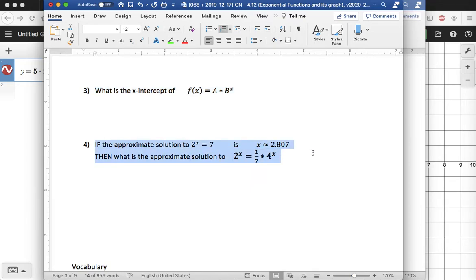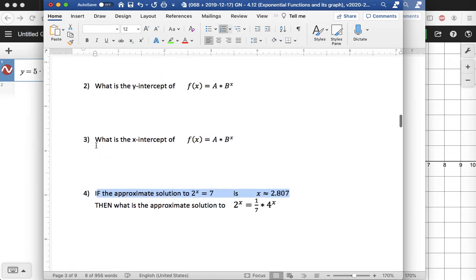After that, you're going to answer this question. So this question basically says, you know that 2 to the x equals 7. And for this answer right here, x is about equal to 2.807. If you knew this information, what would be the approximate answer to this? What would x about equal? And you have to use this to figure it out. Pause here, answer those 3. Hit play when you're ready to continue.